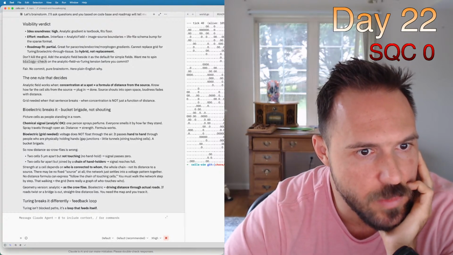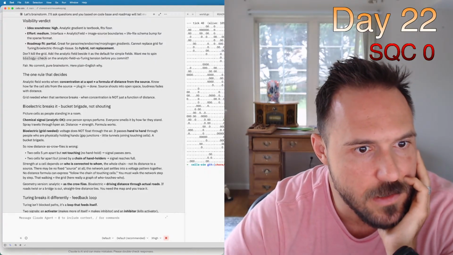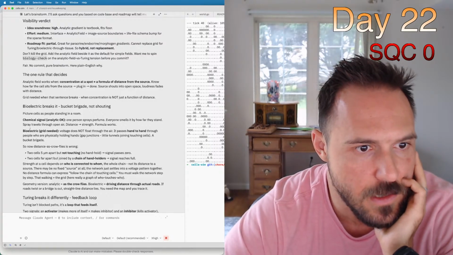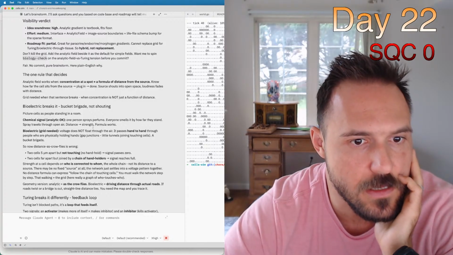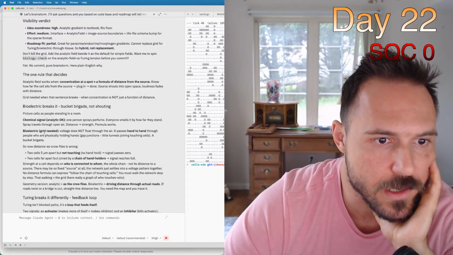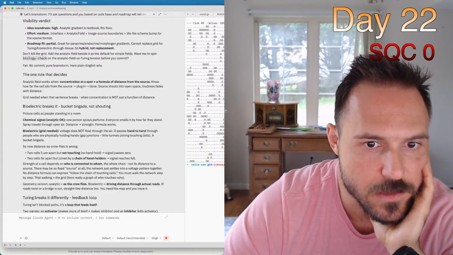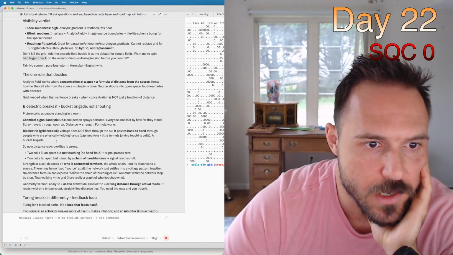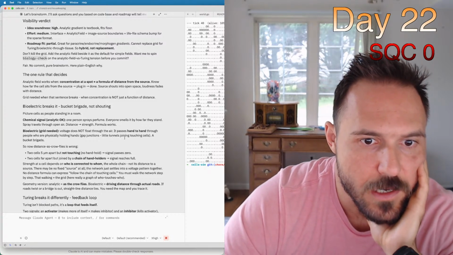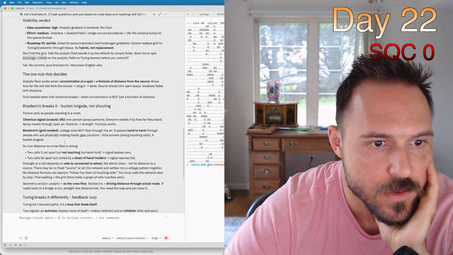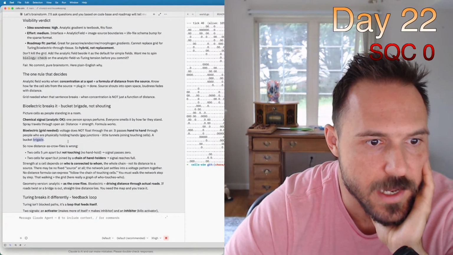Picture cells as people standing in a room. Chemical signal, analytic is okay: one person sprays perfume, everyone smells it by how far they stand. The spray travels through open air, so a distance formula works. Bioelectric, grid needed: voltage does not flow through the air, it passes hand to hand. So the people are physically holding hands, gap junctions, little tunnels joining touching cells. Bucket brigade.